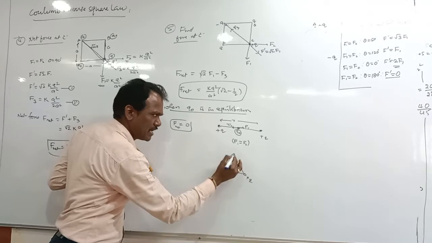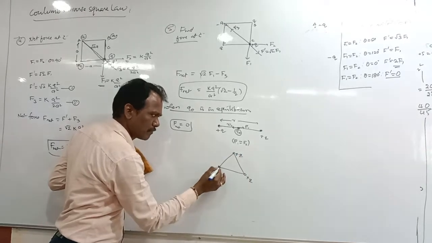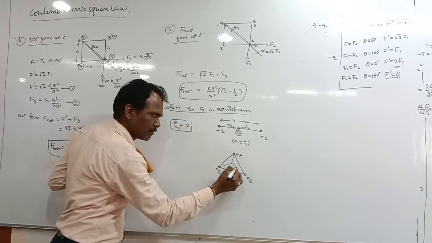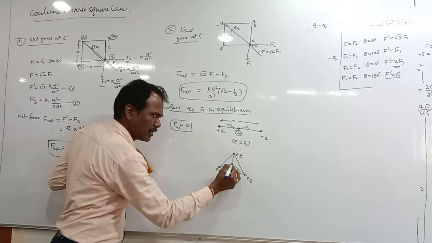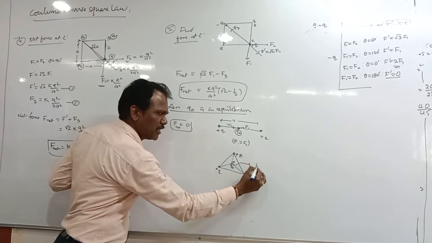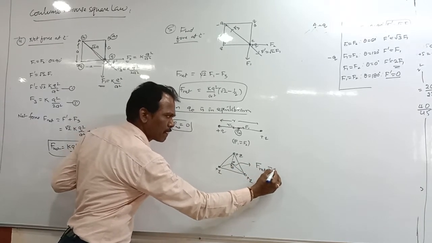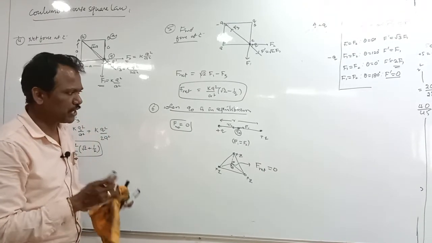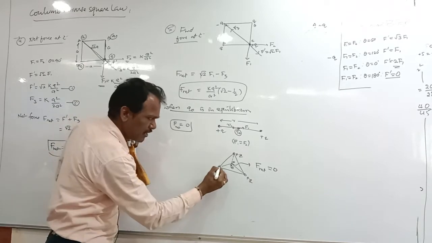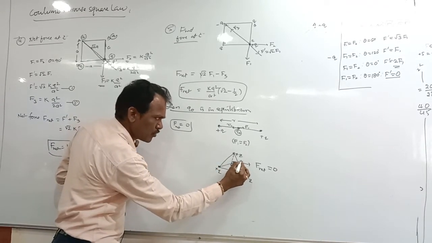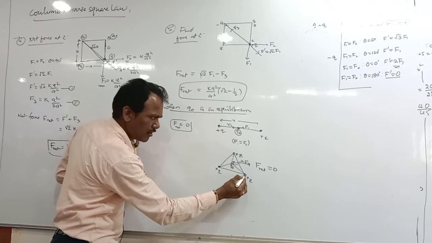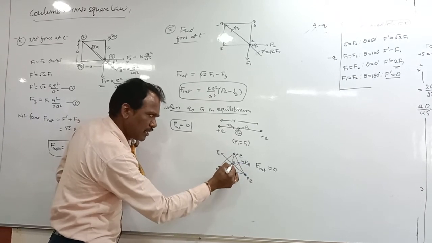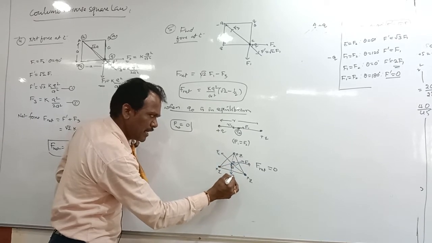If three like charges are there, and any charge q naught is taken at O, what will be the F net on that? 0. But three forces are there, no? Here the three forces are there. What is the force direction here? Due to this charge, F1 will be there. Due to this charge, F2 will be there. And here this one, F3 will be there.